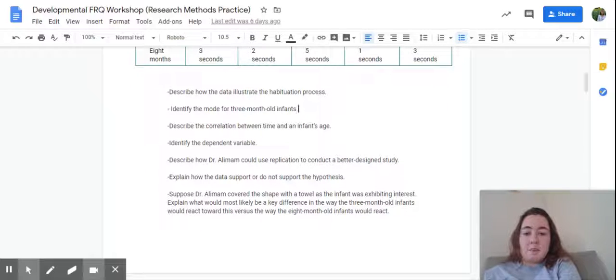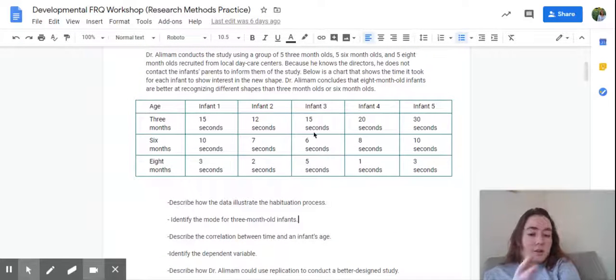Then we have described the correlation between time and an infant's age. So we know that correlation is not causation, right? So if you find a correlation between, let's say, the infant's age and their ability to recognize shapes or habituation skills, you can't say that it's causation because right here we're talking about correlation. There's just an association or a connection between those, but you can't say that age, the older you are, the better you are at recognizing shapes, because that is a correlation, not a causation.